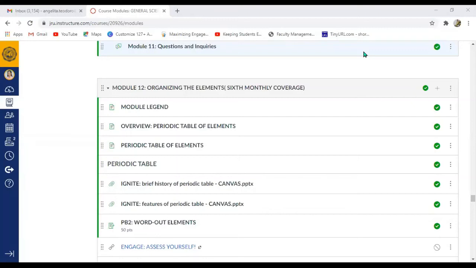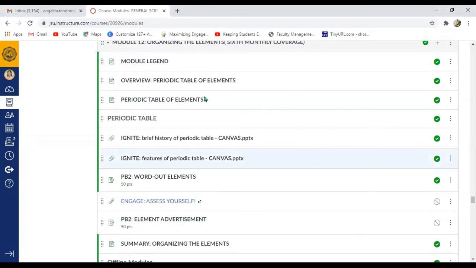Okay, so again, our module 12 is organizing the elements. What we're going to discuss here is all about the brief history of the periodic table, and then of course, what are the different features of the periodic table. So everybody, I want you to have your periodic table, okay? And then later I'm going to discuss with you your project, okay? So let's start.